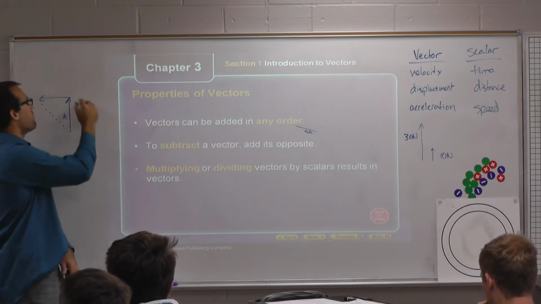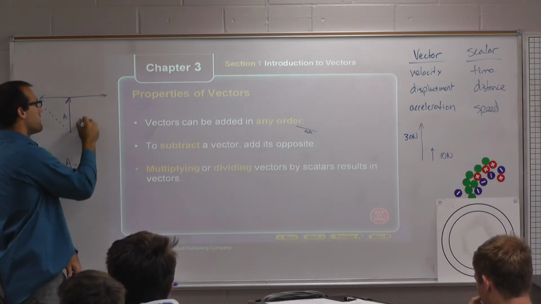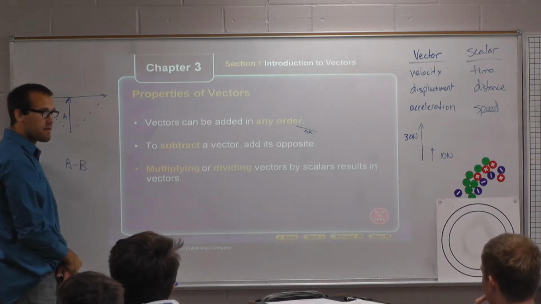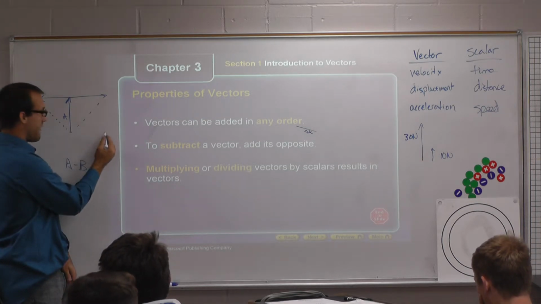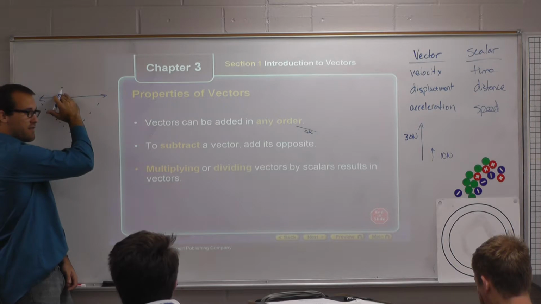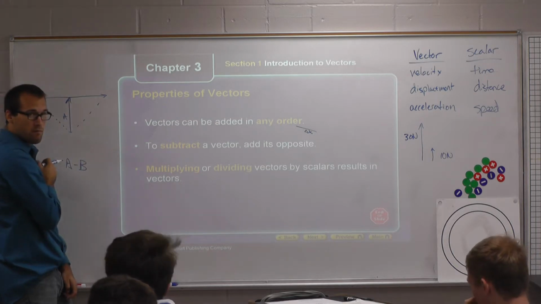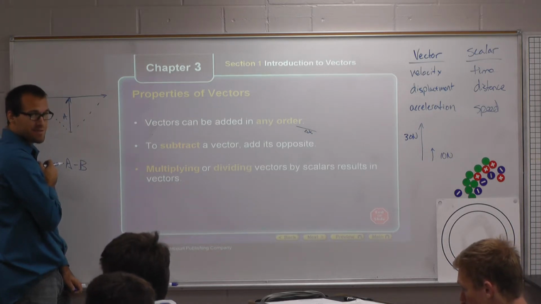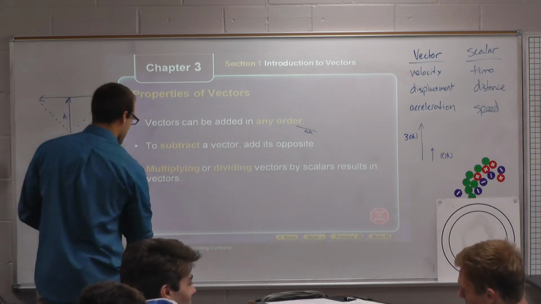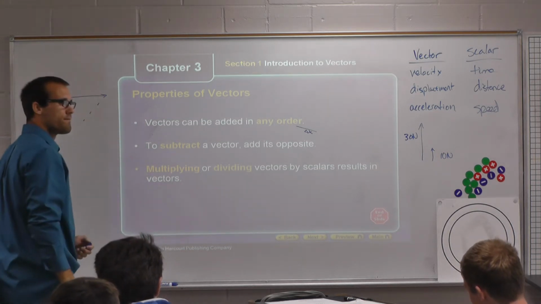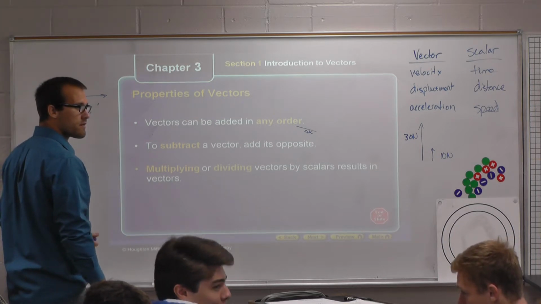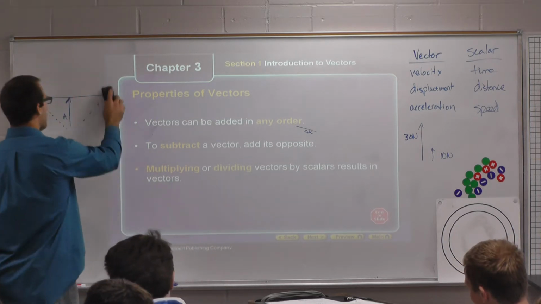Adding B to A would be this. Because the vector was here, I flipped it and then went tail to tip. So if it says add B, you just move that up. Or you could have moved either one, doesn't matter.